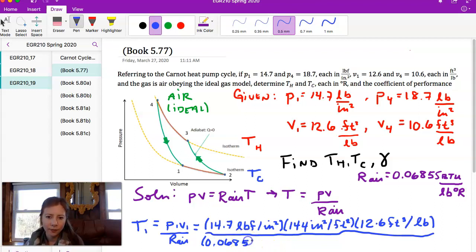And we're going to divide by 0.06855 BTUs per pound degree R. And we're going to have to do another conversion here, and that is that there's 778.17 feet times pound force per BTU.